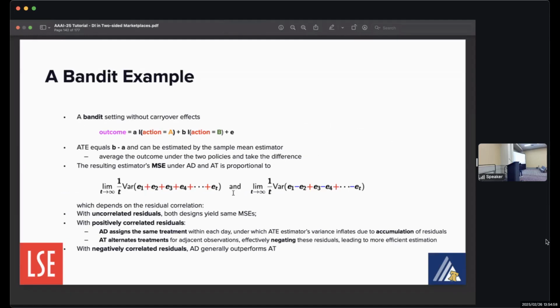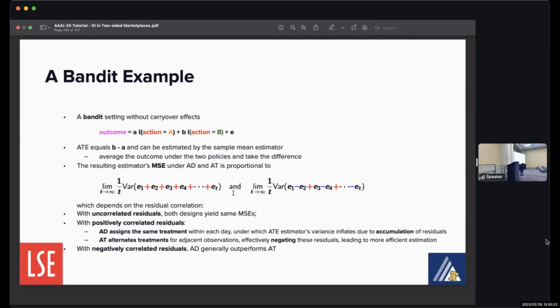For illustration purposes, let's consider the simplest bandit example. If you look at the first equation, this is a very simple bandit model. At each time point, if we use the old policy, then the average outcome will be equal to A. And if we use the new policy, then the average outcome will be equal to B. Here, E corresponds to some mean zero errors.